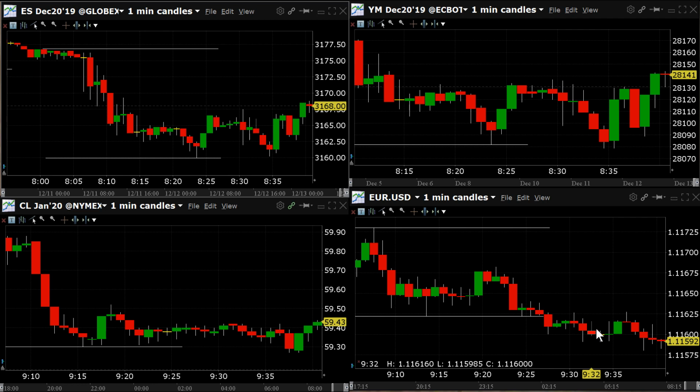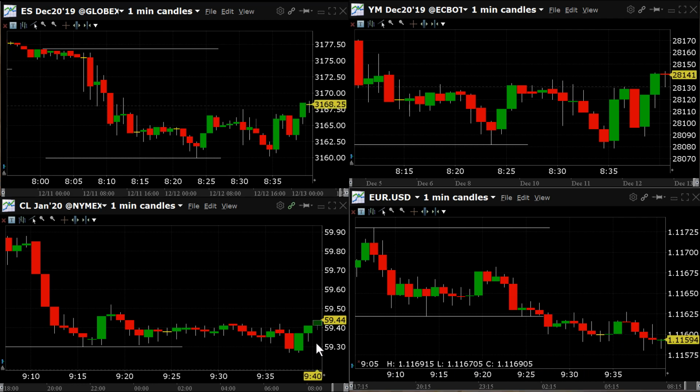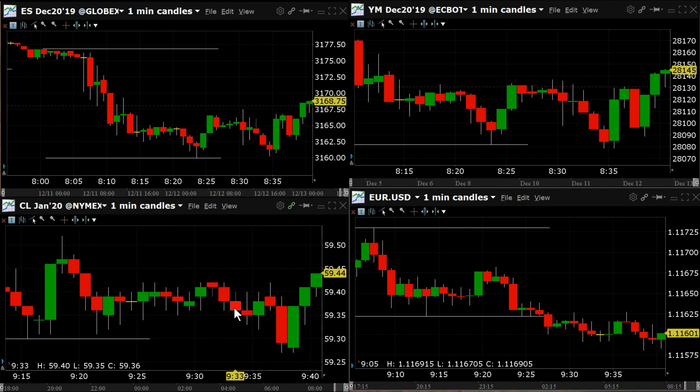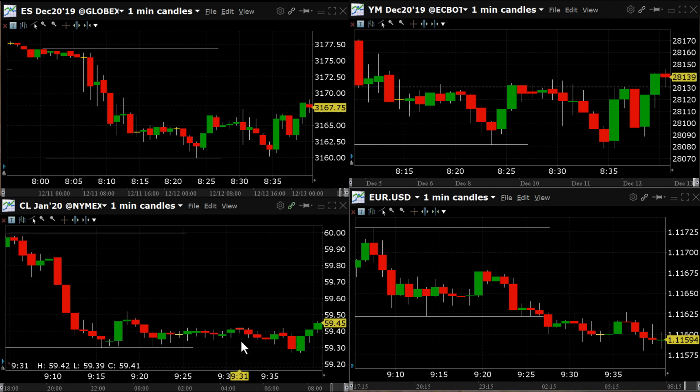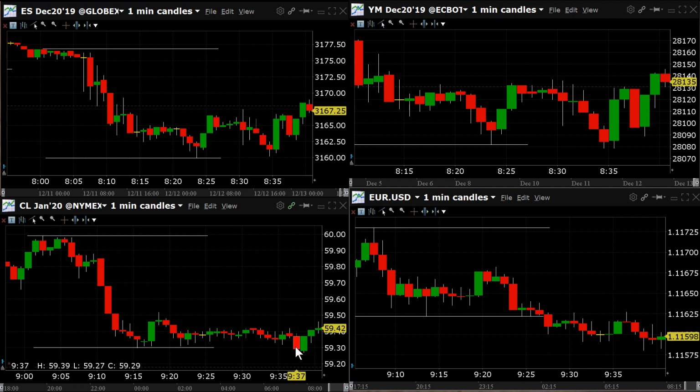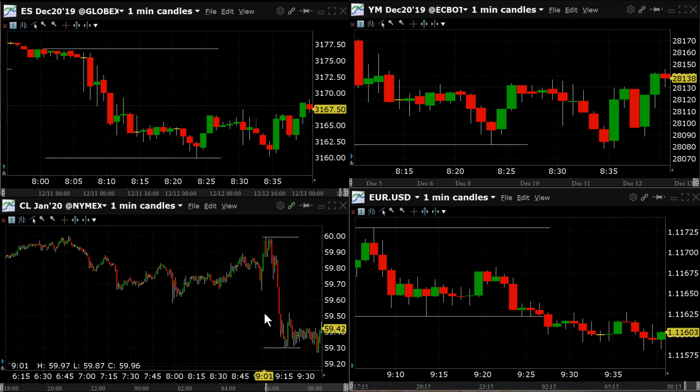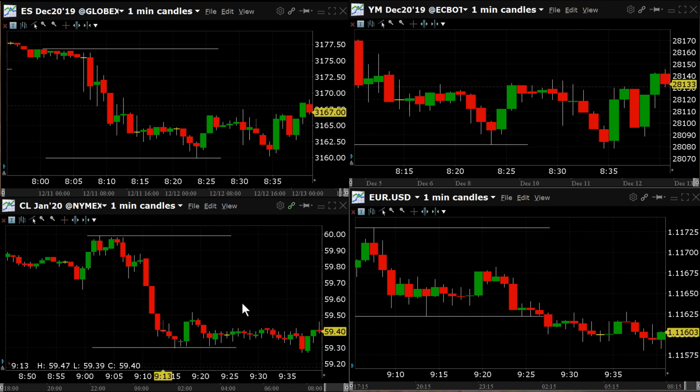Okay, Euro US dollar is still an offset entry to go short. And the CL is an offset entry to go long. It's being really tricky around that one right there. But now it's an offset entry to go long. It should continue to go up here, even though it says it's going to go down on that one. It's being choppy. It's being normal. CL's range is too big.